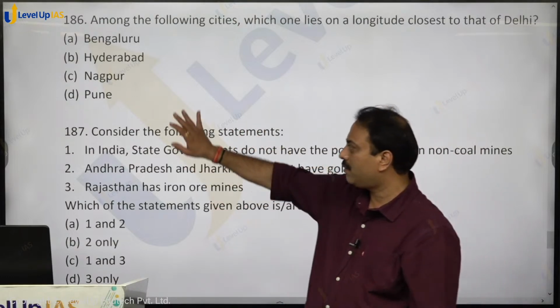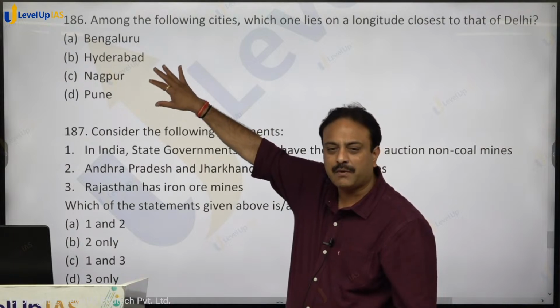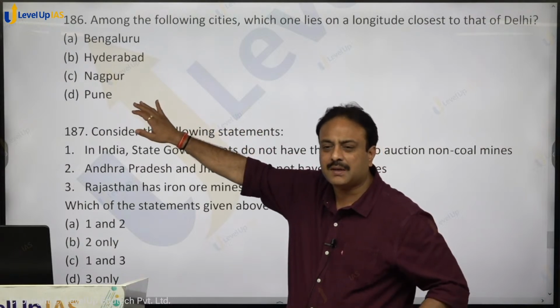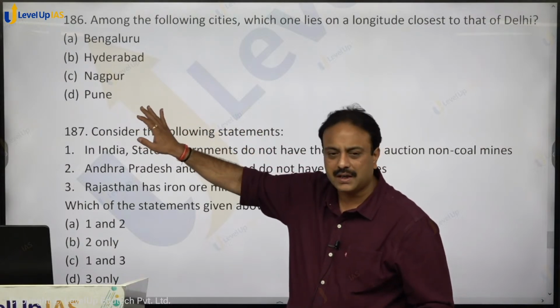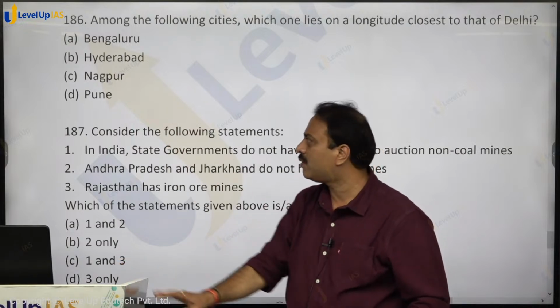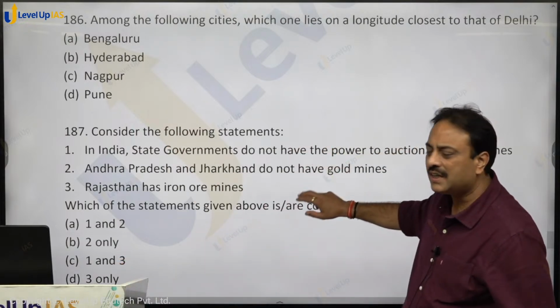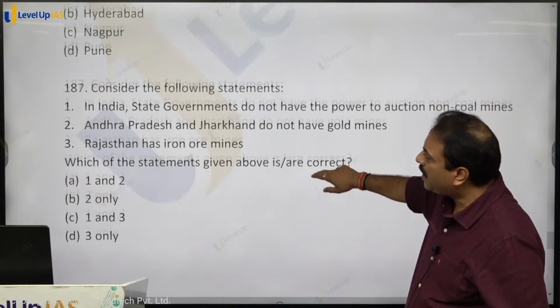There is no thumb rule that what UPSC will ask in which of the examinations and how will you answer that. Keep looking at the map, that is the only way to answer this question. Answer is option A for apple, Bengaluru.